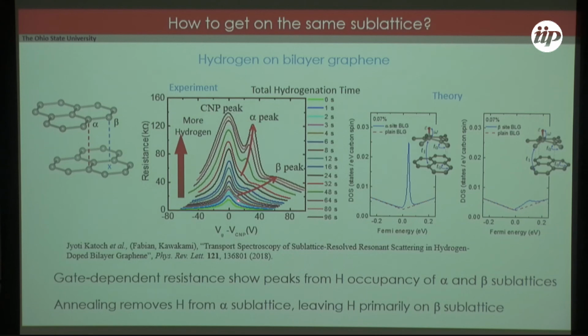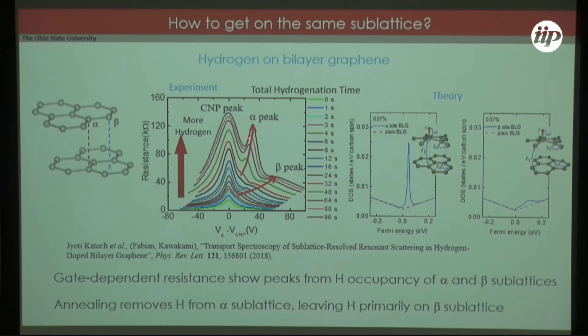And of course, the charge neutrality point shifts a little bit, or actually quite a bit. So we measure it as a function of gate voltage with respect to the charge neutrality point. This charge neutrality point gets lined up, and we see the emergence of a couple of extra peaks. One is this peak, which I'm calling the beta peak, and this other peak, which we call the alpha peak.